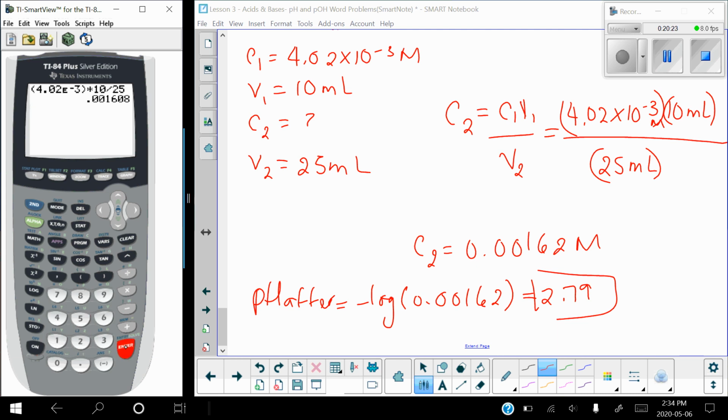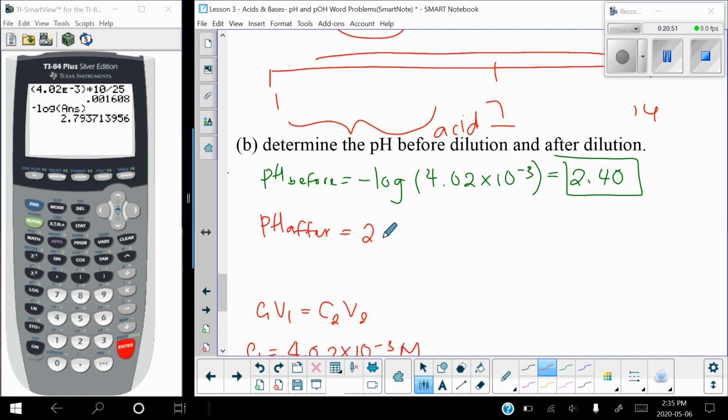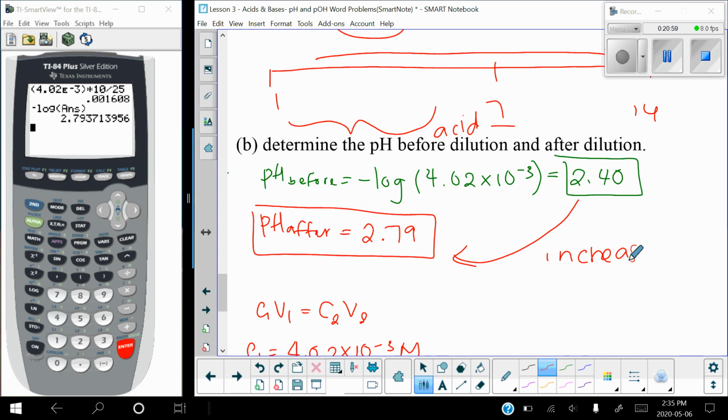Oh, it should be 6.08 times 10 to the negative 4. Then I am going to take this number and convert it into pH. Negative log of my answer. 2.79. So notice how our pH increased. Okay, and that is all.